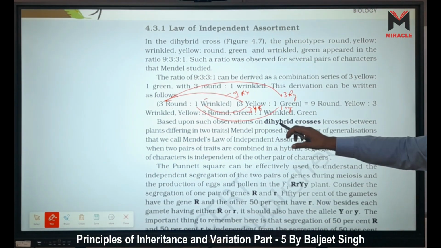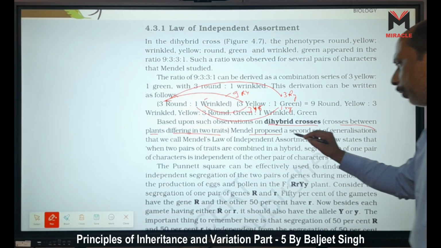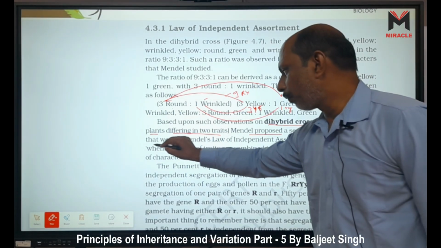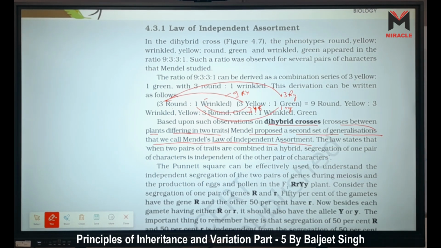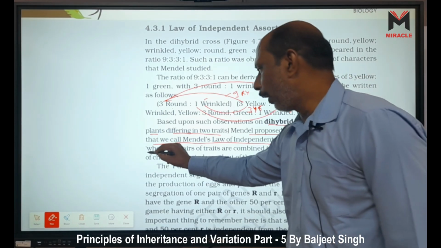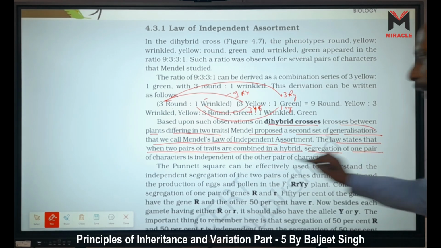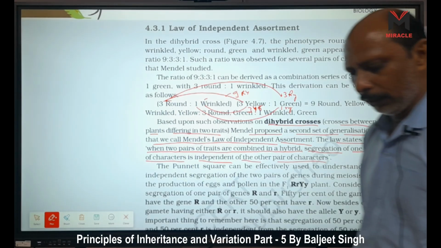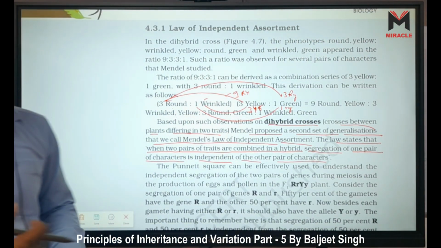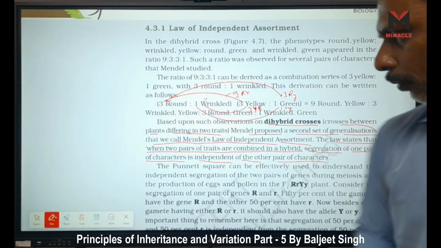Based upon such observations on the dihybrid cross, between plants differing in two traits, Mendel proposed a second set of generalizations that we call Mendel's law of independent assortment. The law states that when two pairs of traits are combined in a hybrid, segregation of one pair of characters is independent of the other pair of characters. It is totally independent. They are not interrelated or interdependent. They are free, right? So they freely move.